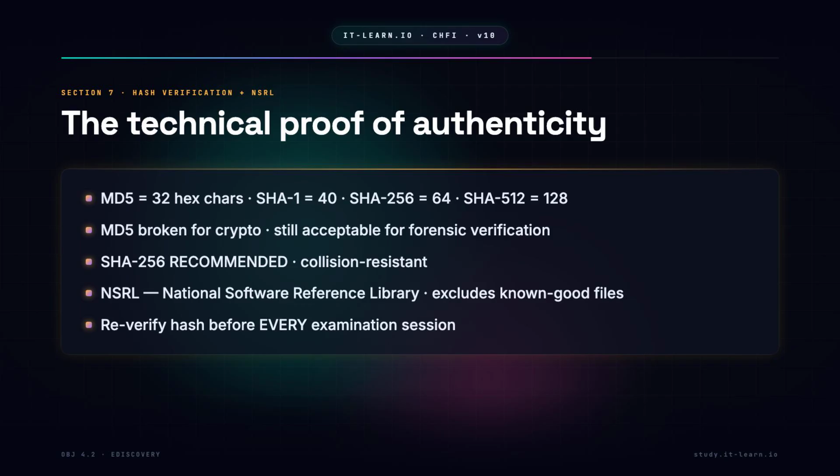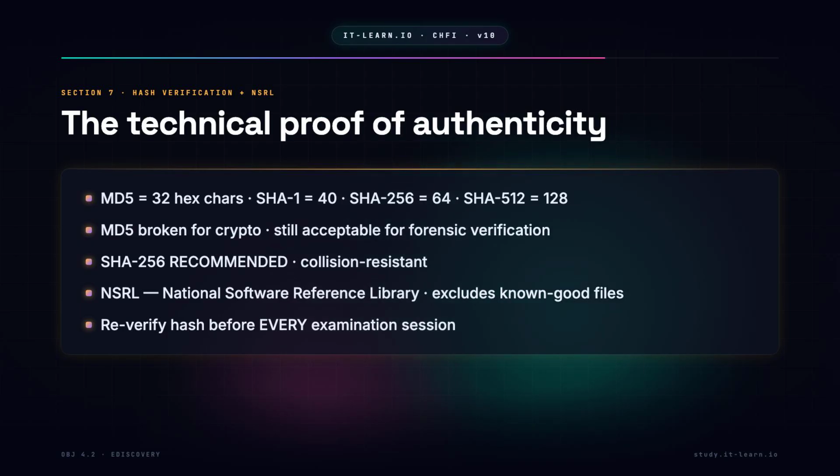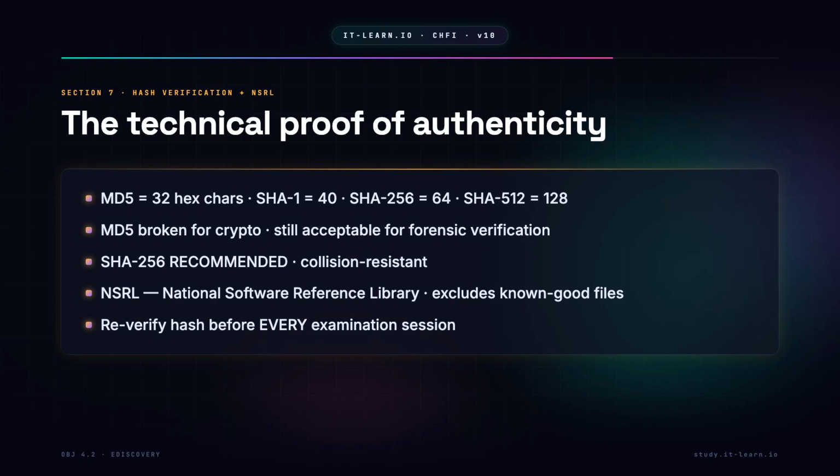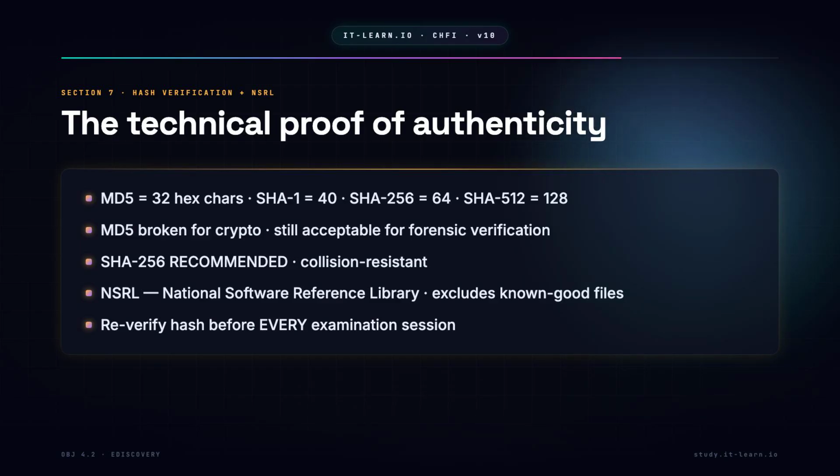Compatibility plus security. Then the NSRL, National Software Reference Library from NIST. Database of hash values for known good files, OS files, application files, used during processing to exclude known files from review. Cuts review volume substantially. Also contains hashes for known bad files. Use it on every case. Without it, examiners drown in benign system files.